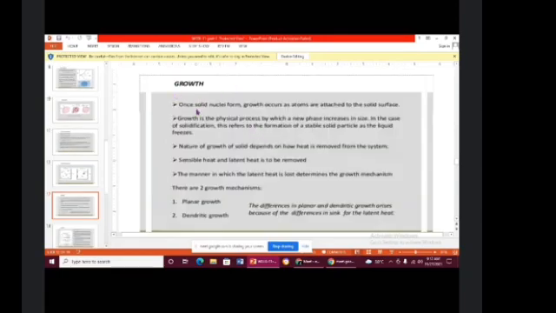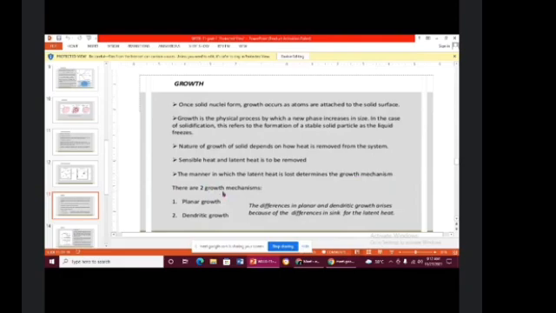So the growth. Once solid nuclei form, growth occurs as atoms are attached to the solid surface. Growth is the physical process by which a new phase increases in size. In the case of solidification, this refers to the formation of a stable solid particle as a liquid freezes. The nature of growth of the solid depends on how heat is removed from the system. Sensible heat and latent heat have to be removed. The manner in which latent heat is lost determines the growth mechanism.